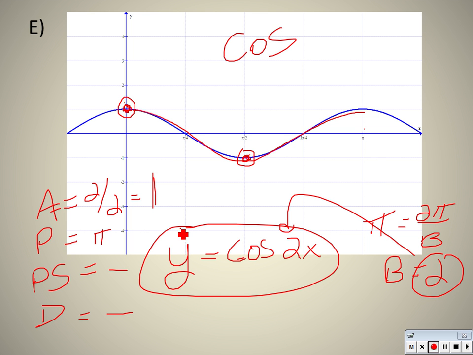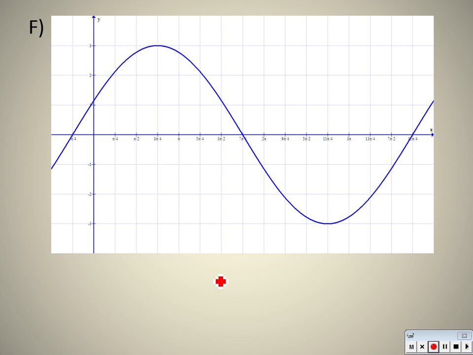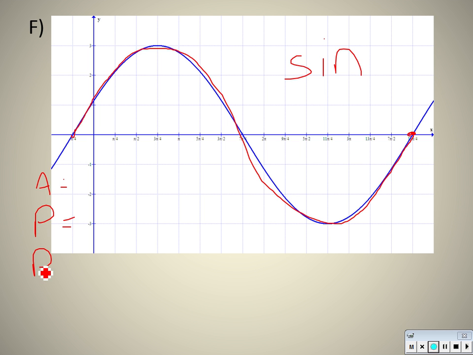For part F, I've got a couple different things happening here, but notice once again that this kind of looks like a sine graph. It sort of starts here, and it goes up, it goes down, and it comes back up again, back at 0. So I'm going to write this as if it were a sine graph, because that appears to be the general shape of this. So now I'll find my values: my amplitude, my period, my phase shift, and my displacement.